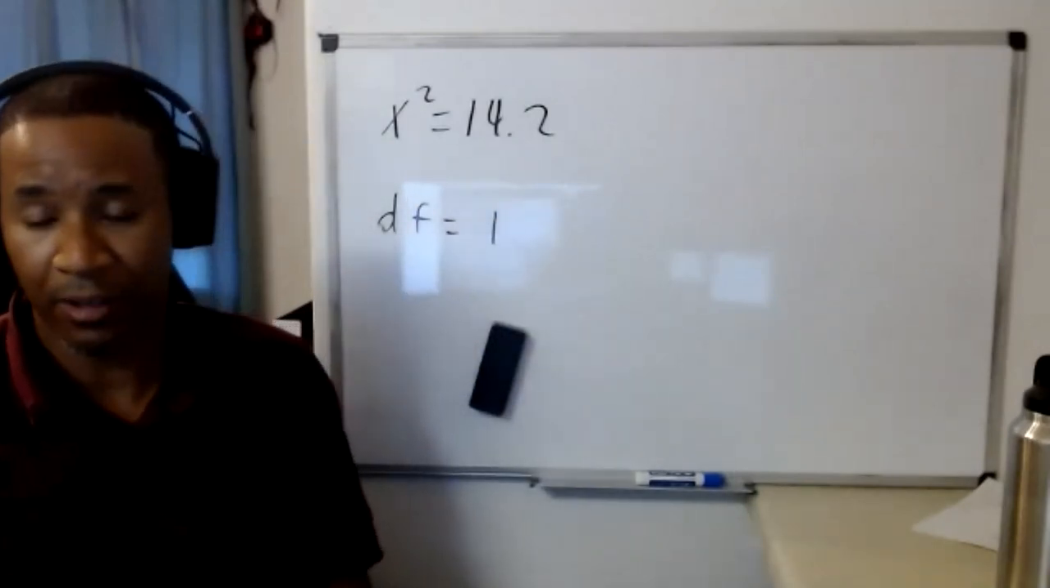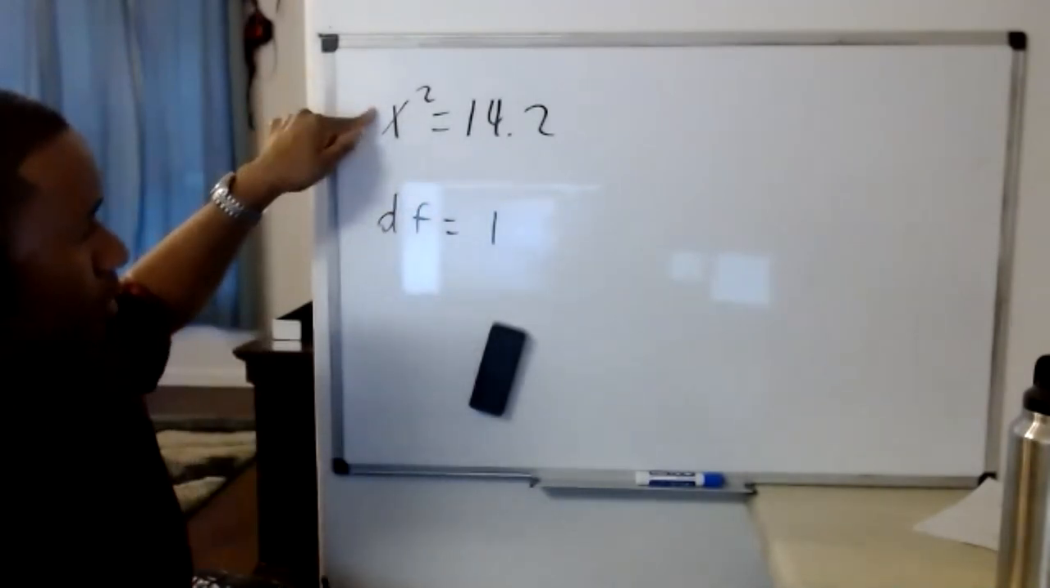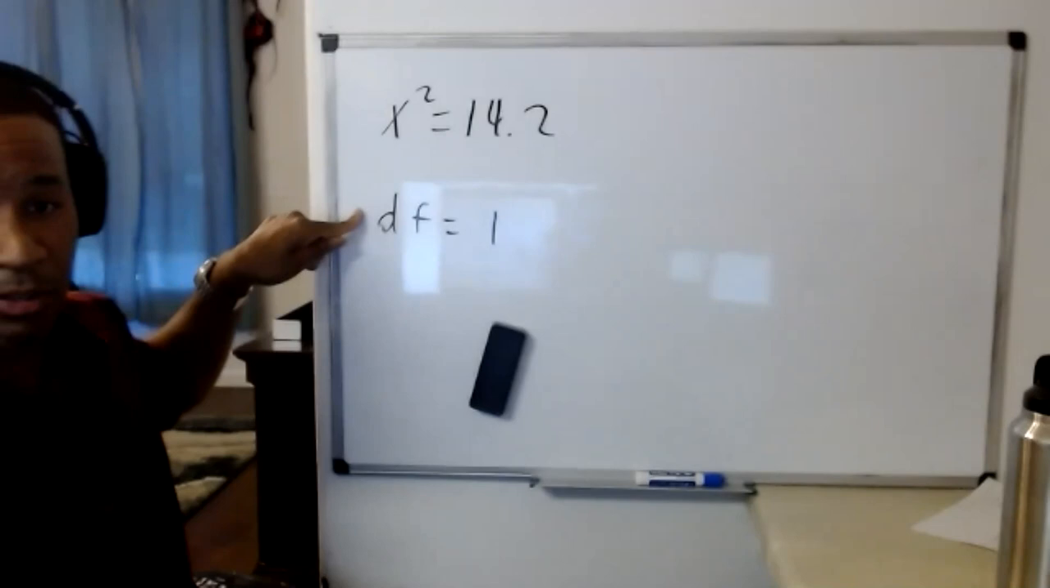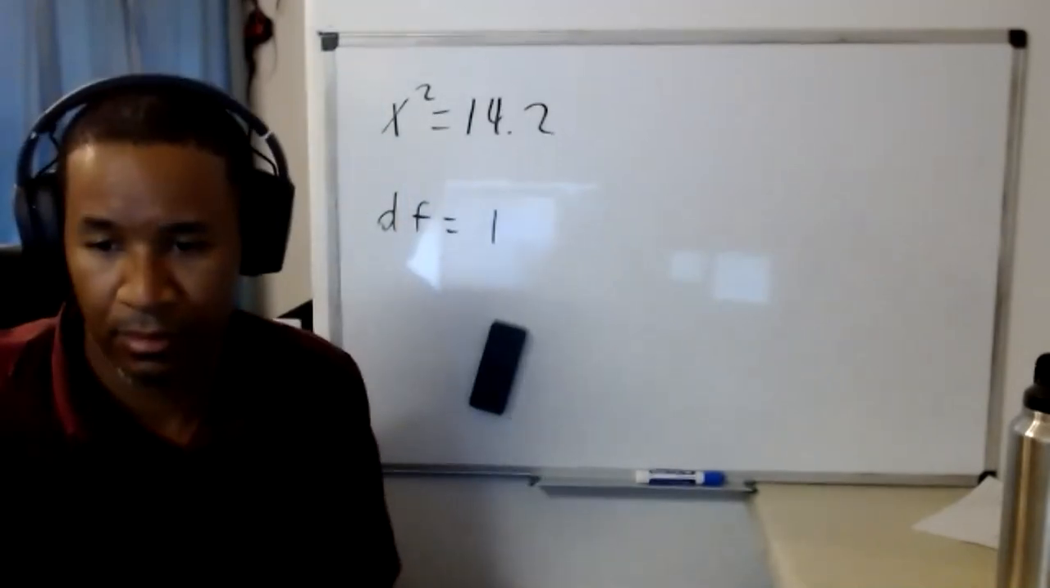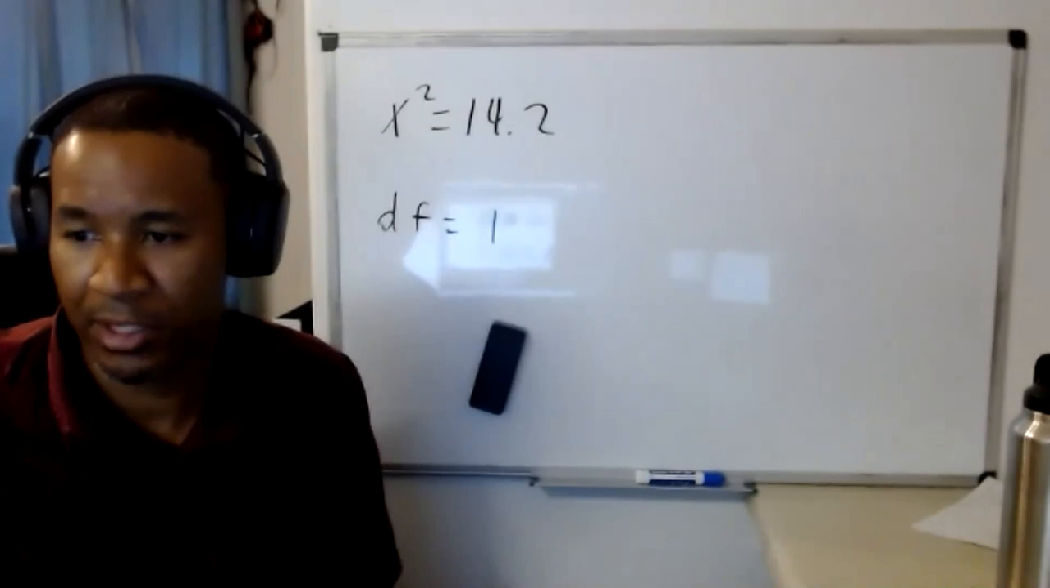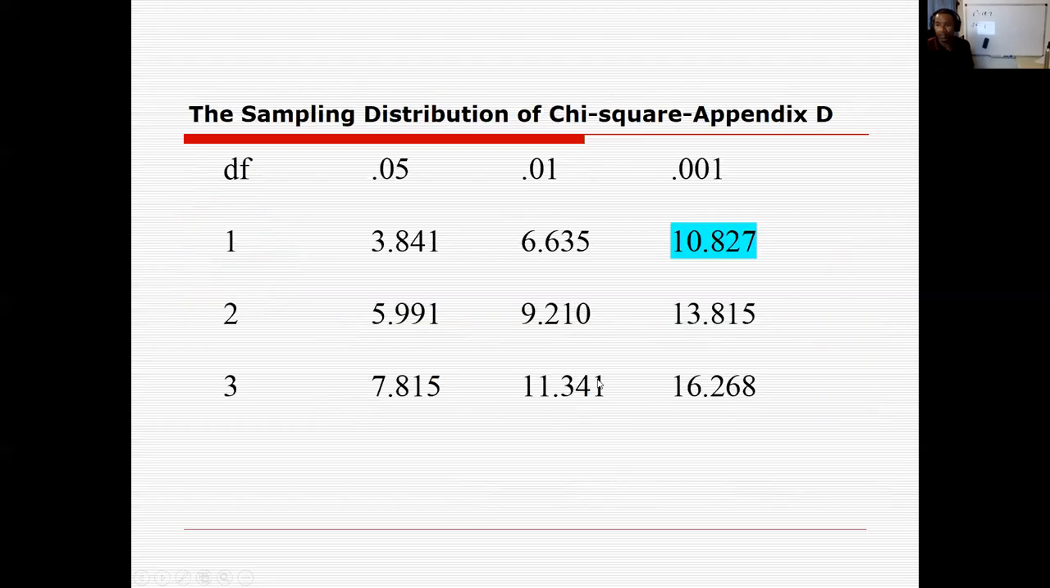So we know that our chi-square statistic is 14.2. Our degrees of freedom is equal to 1. Now that we have these pieces of information, we need to go to page 380 of the current edition, which is the distribution of the chi-square. It's appendix D, right after the distribution of the t. Appendix D is going to look different than the t distribution and also different than the normal distribution.